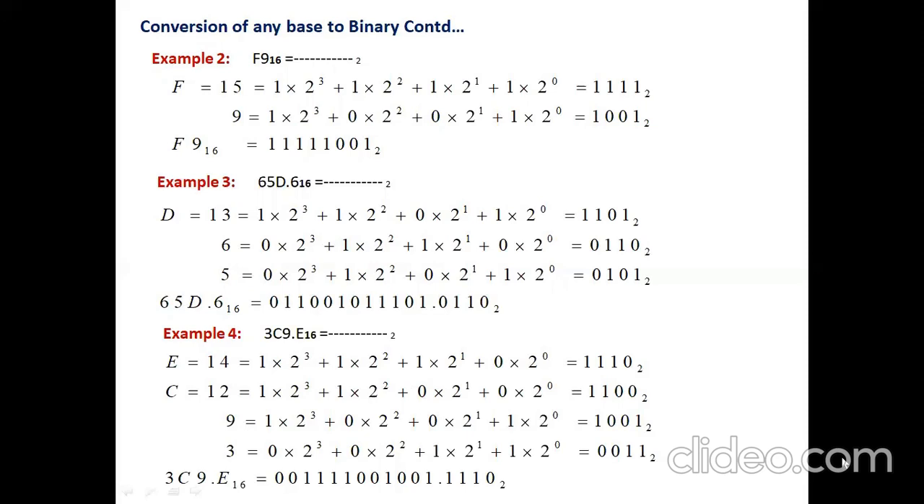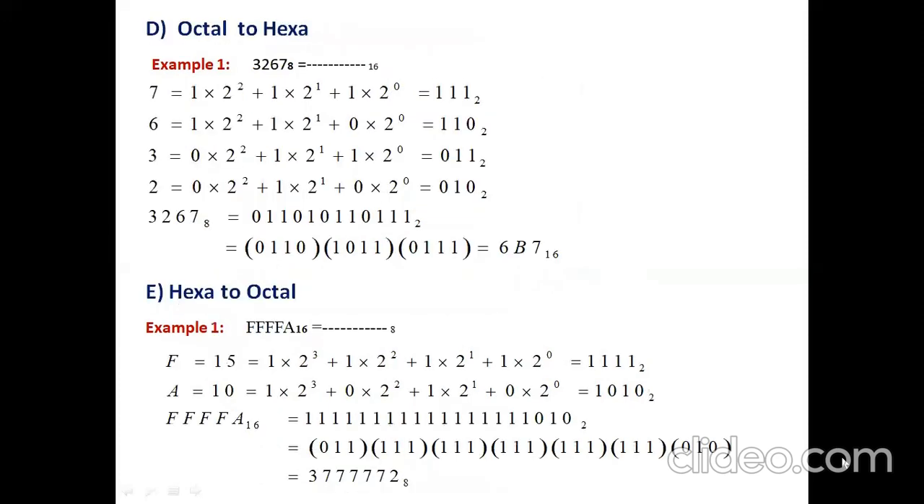Again, for example, 65D.616 base 16 to base 2, if you are having it in this way, again you will do it separately and put it in that particular order. And similarly C69E.E base 16 is equal to base 2. Again, we do all of that individually and then put it in the combined form in the particular order. That is how we will do the conversions.